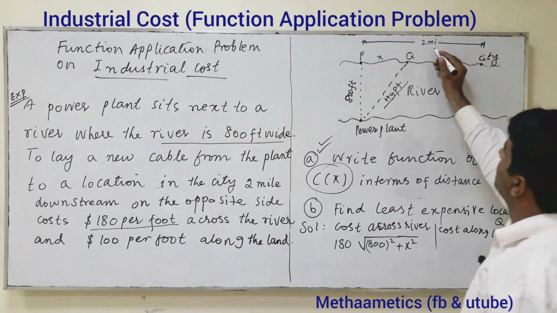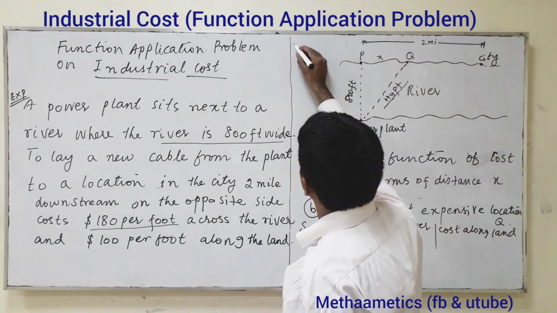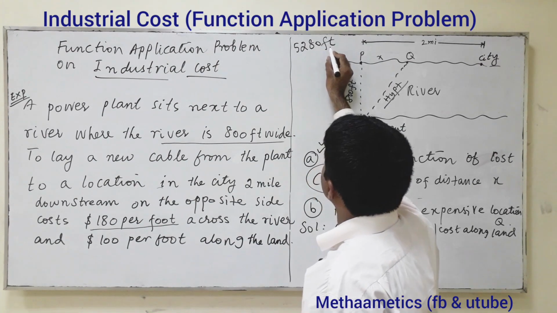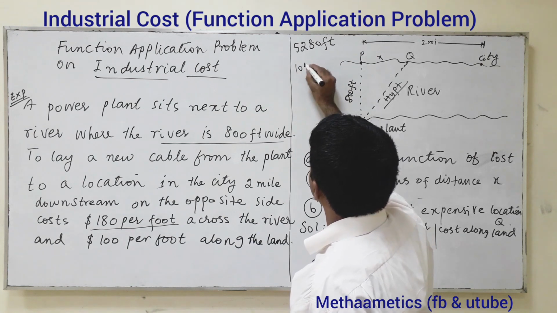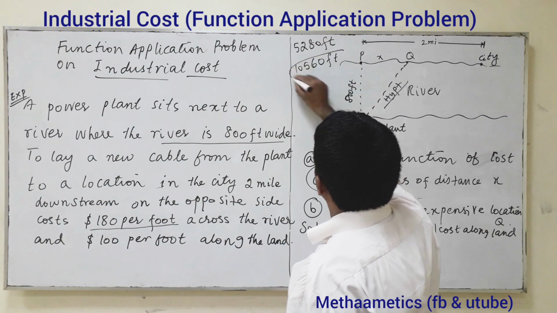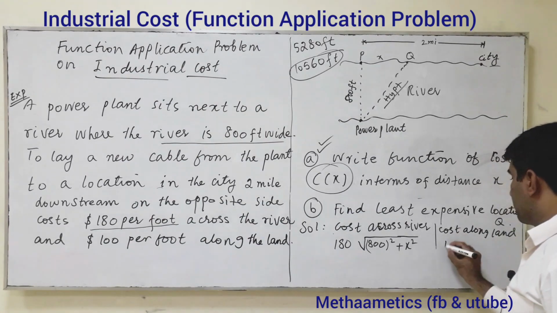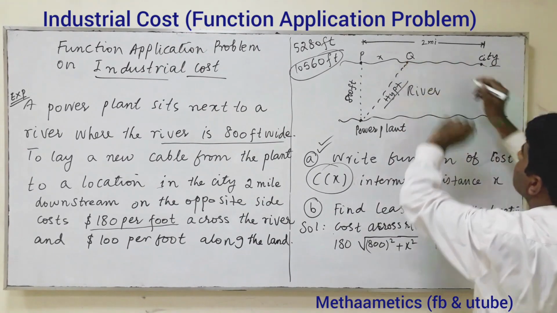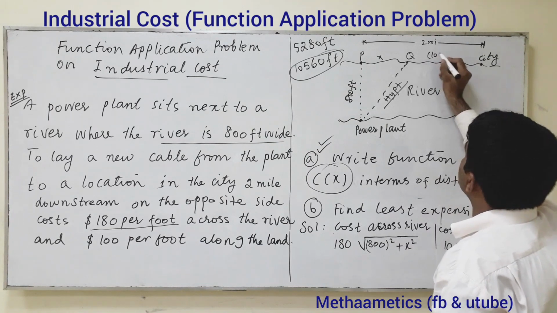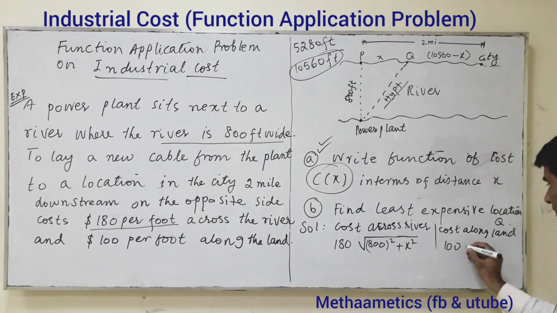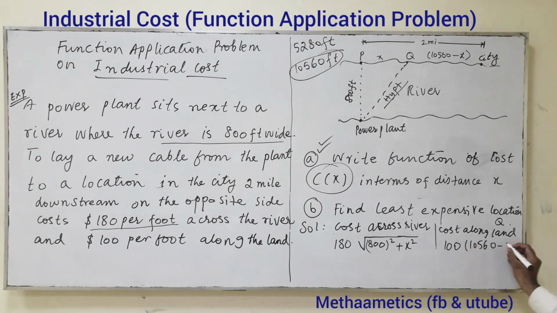The total is 2 miles. We know well that 1 mile equals 5,280 feet. So in 2 miles, the distance will be 10,560 feet. The remaining distance will be 2 miles minus x, that is 10,560 feet minus x. So the remaining distance is the cost along the land.